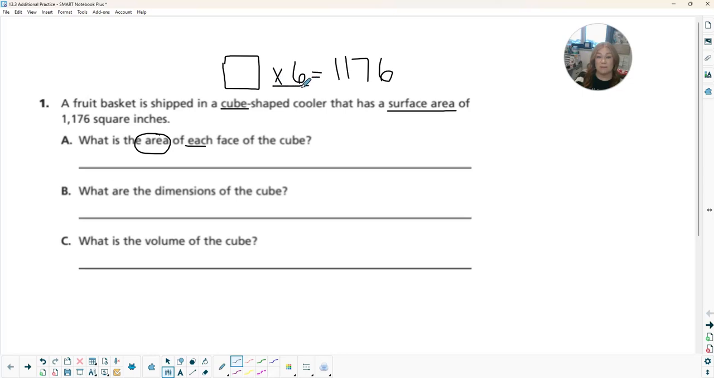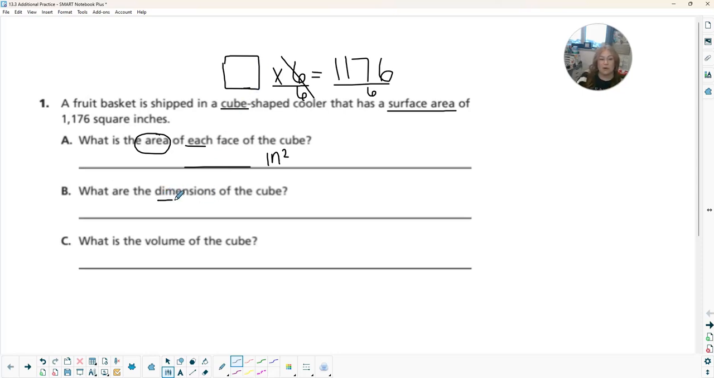So the opposite of times by 6 is going to be divide by 6. So we're going to go ahead and divide each of these by 6. So this cancels out. So go ahead and do 1,176 divided by 6. All right, now we have our answer here. So the area is inches square. So we're just finding 2 dimensions, a length and a width.